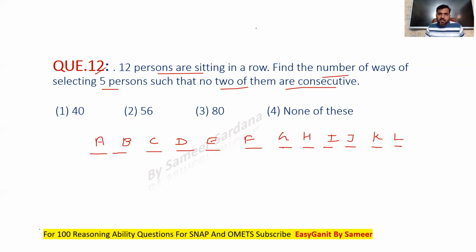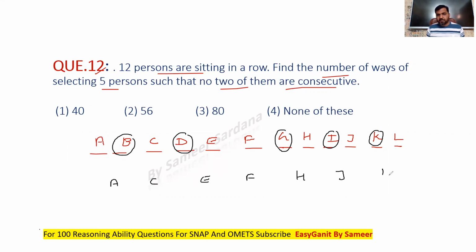So guys, let's say that I have selected persons B, D, G, I, and K. I see that if I go for this selection, no 2 of them are consecutive. This is one of the possible selections that I should be going for. So what you should be doing is, you see that if I select these persons, the rest of the persons that I'm left with would be A, C, E, F, H, J, L.